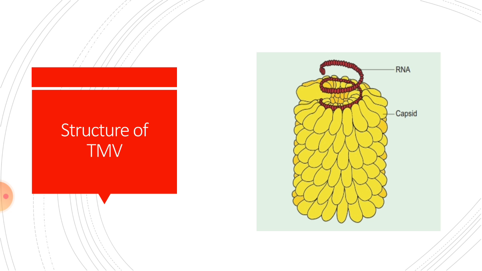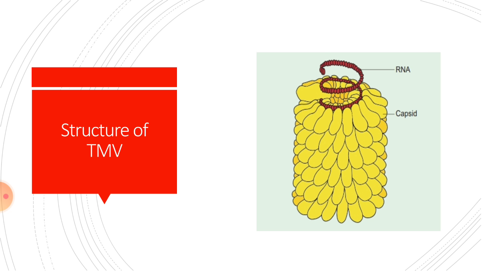TMV is a rod-shaped virus with helical symmetry. As with other viruses, it is a nucleoprotein showing two components in its structure. One is the outer protein coat called the capsid, and the inner core, that is single-stranded RNA. It is actually 300 angstrom units in length and 180 angstrom units in diameter. It is made of 95% protein and 5% RNA.